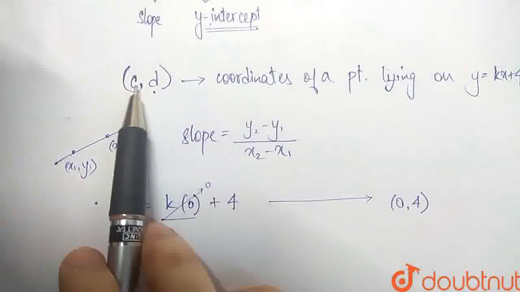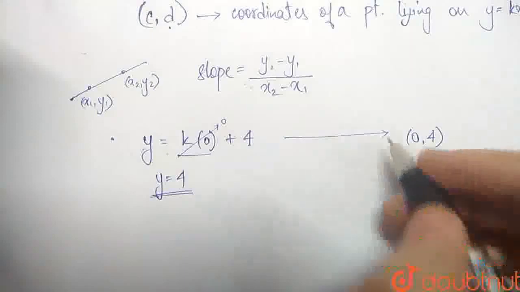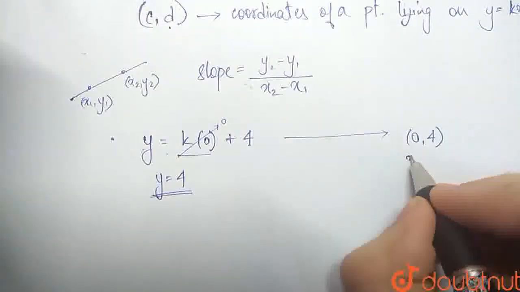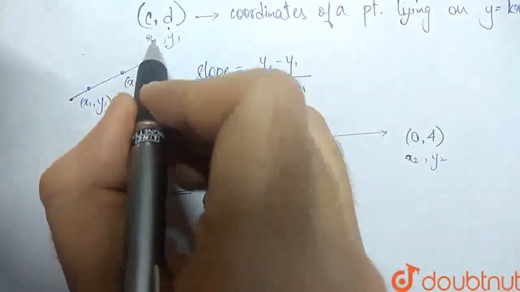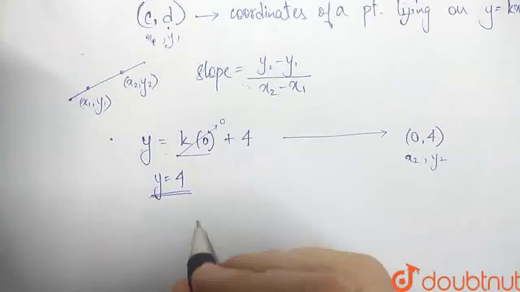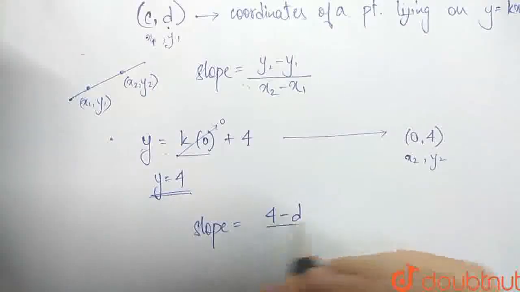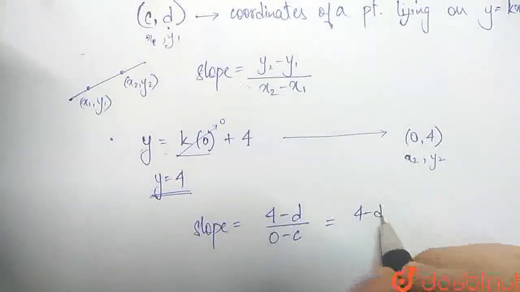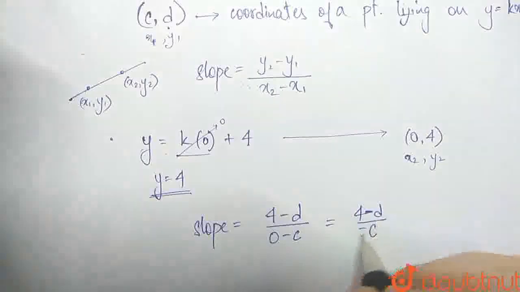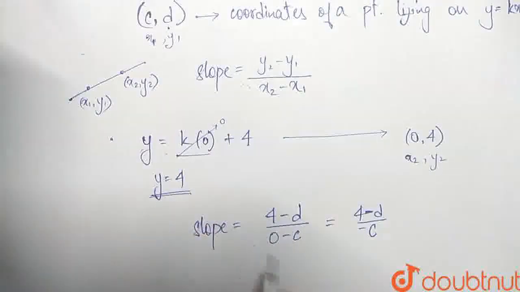So we now have our 2 points and we can use this formula for slope. We're going to take this value as x2 comma y2 and this value as x1 comma y1. So using the formula for slope, we have 4 minus d divided by 0 minus c, which is equal to 4 minus d by minus c. So this is the slope of the line y equals kx plus 4.